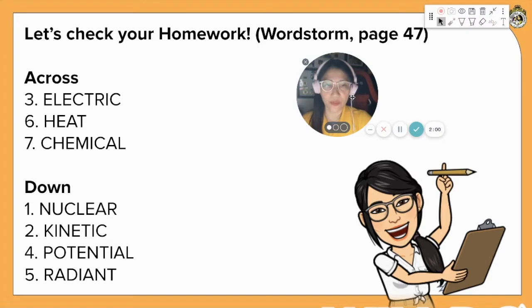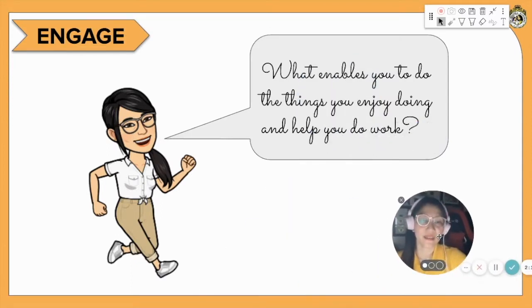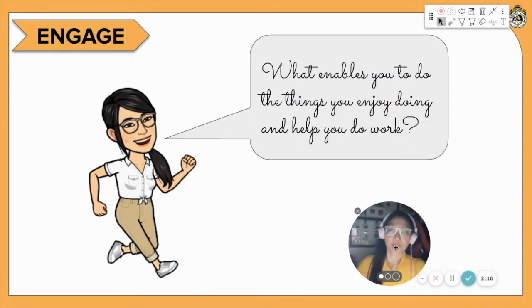So if you look at your answers to the crossword puzzle, these are actually many different forms of energy. Okay, so let's move. Let me ask you this first before I continue, and then of course you can pause the video to think of the answer for this. What enables you to do the things you enjoy doing and helps you do work?